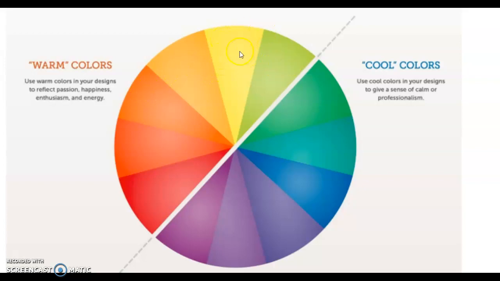On this graphic, yellow-green is included because it gets a little tricky, because yellow is a warm color, but green is a cool color. So which category do you put it in, right? Sometimes you just have to look at it and kind of feel it. Be like, okay, that one feels more warm, or that feels more cool. So it can be a little subjective.